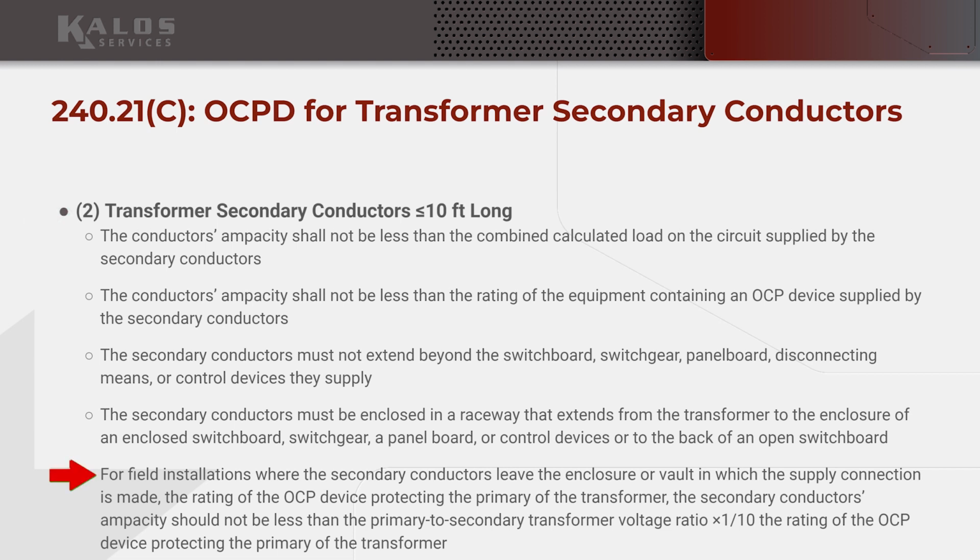Let's see, for field and secondaries. The rating of these conductors, the secondary conductors, should not be less than the primary to secondary transformer voltage ratio times 1/10 the rating of the OCP device rating, and so on. It's so technical. If you need to size these conductors, you guys are almost never going to do this because this is all going to be engineered mostly. But if you are in a scenario where you're trying to figure out the size of your conductors and they're only 10 feet long, if you size those to your overcurrent protection, which is what you would probably do anyway, that's going to be fine. You don't really have to remember all of this voltage ratio nonsense.